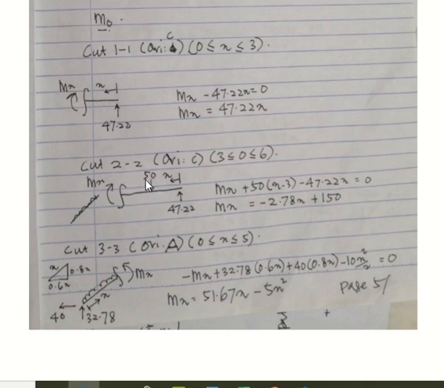This distance equals x minus 3. Okay, 50 multiplied by this distance. Moment from this 50 equals 50 multiplied by this distance, x minus 3. So you have 50 multiplied by x minus 3 here. Then you consider this 47.22 reaction, minus 47.22 multiplied by distance x. Okay, you have this equation.